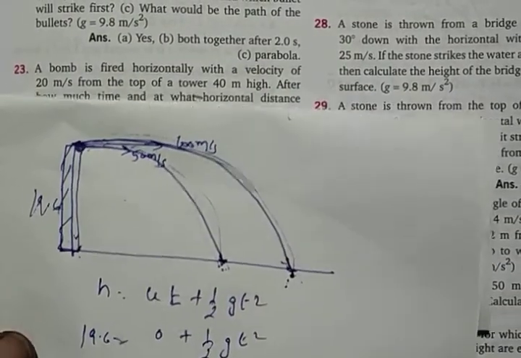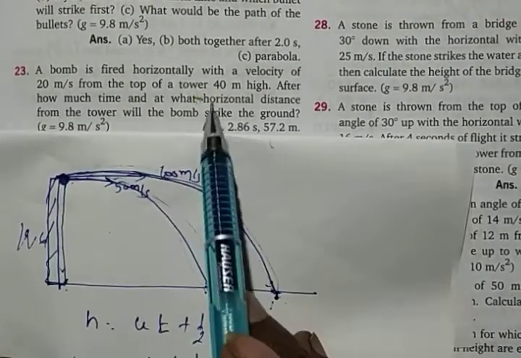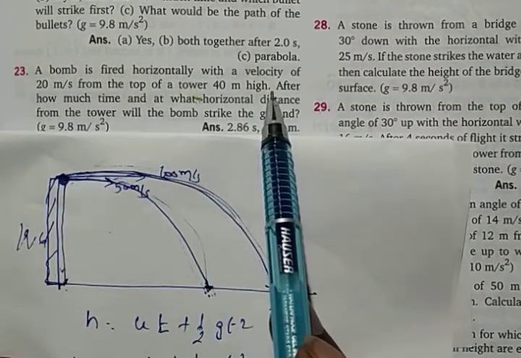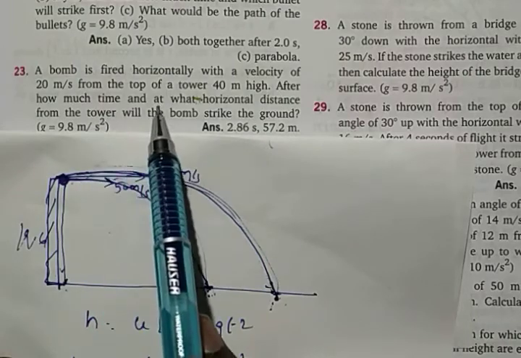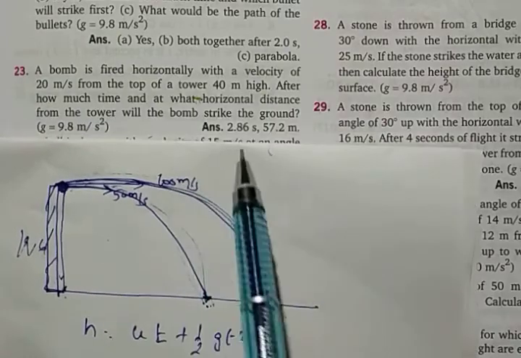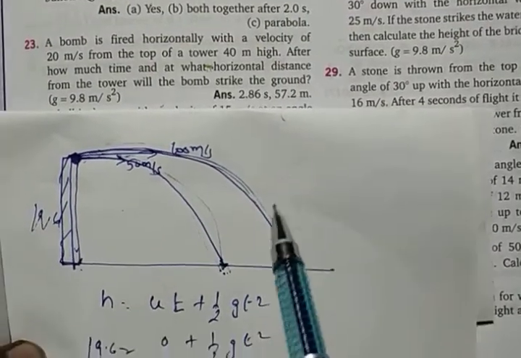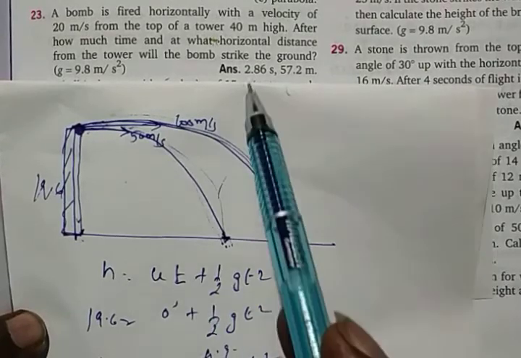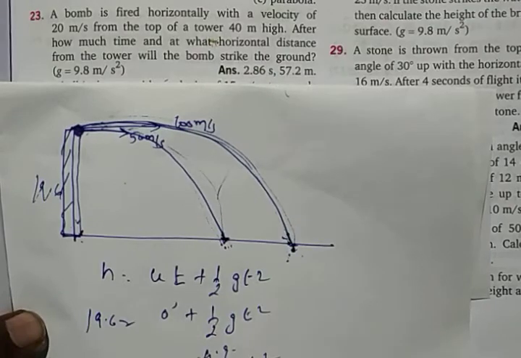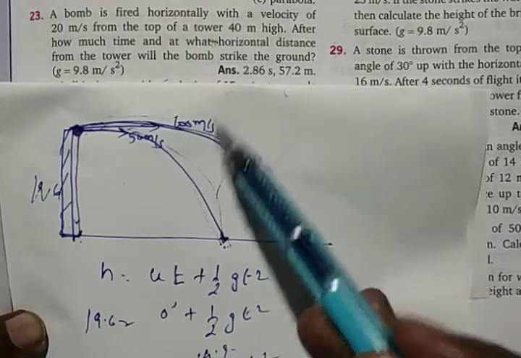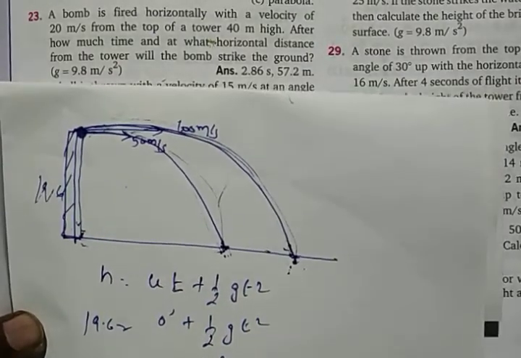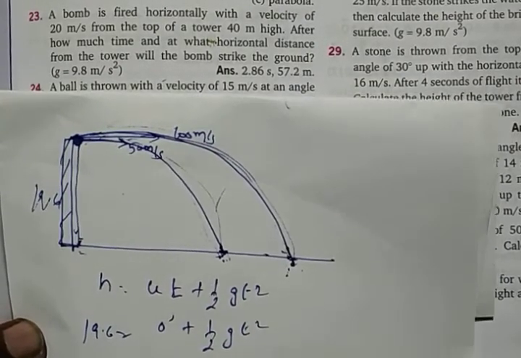Similar question. A bomb is fired horizontally with a velocity of 20 meters per second from the top of a tower 40 meters high. After how much time will it strike, and at what horizontal distance from the tower will the bomb strike the ground? Same exact question, same formula you need to use. But it is asked, what is the time taken, and then the striking distance also. So I think you can try this question yourself. You'll be able to do this one.